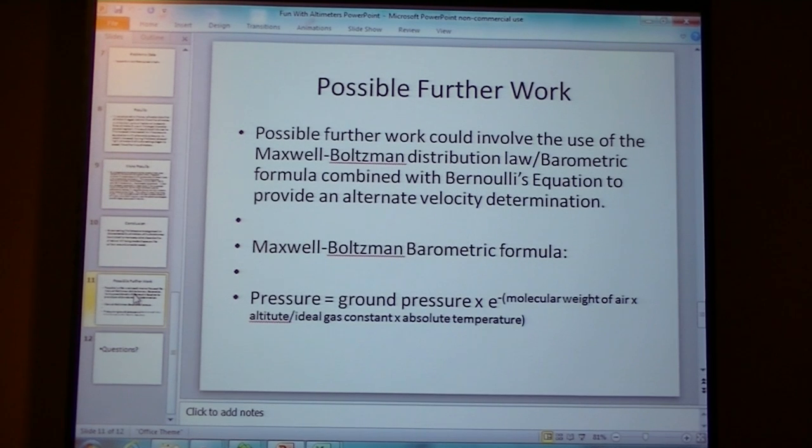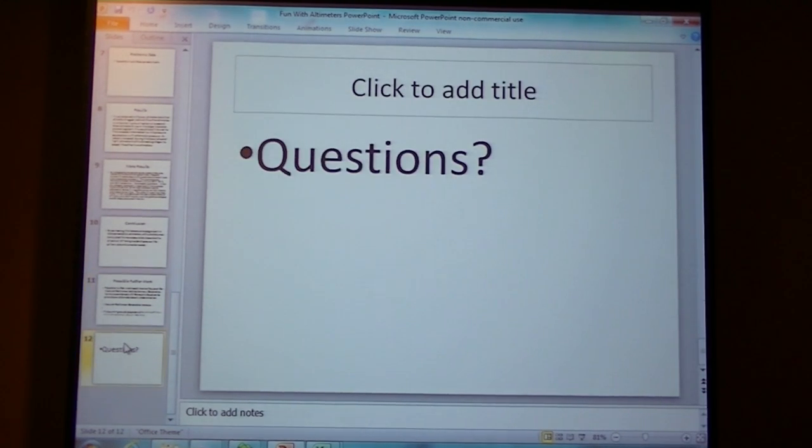And what I really wanted to do, and I have this as possible further work, is look at the Maxwell-Boltzmann distribution law, which is this lovely little equation at the bottom, it's e to the power of all this stuff down here, and get the pressure differentials, convert to pressure differentials, and then use that to work on getting velocities of the rocket as it's going up and down. So that's what I hope to do sometime. There are some newer altimeters out that actually record the pressure directly instead of altitude. And he's looking at me, which is a good thing because I'm up to questions.